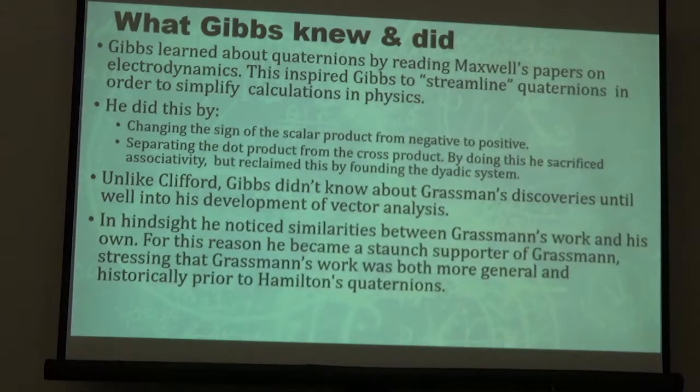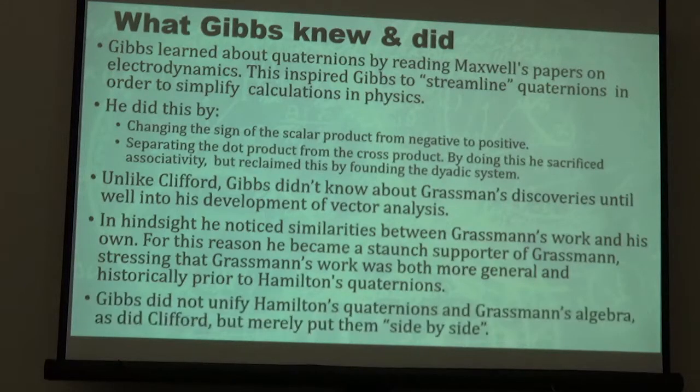And in hindsight, he noticed similarities between Grassmann's work and his own. For this reason, he became a staunch supporter of Grassmann, stressing that Grassmann's work was both more general and historically prior to Hamilton's quaternions. Gibbs did not unify Hamilton's quaternions and Grassmann's algebras as did Clifford, but merely put them side by side.